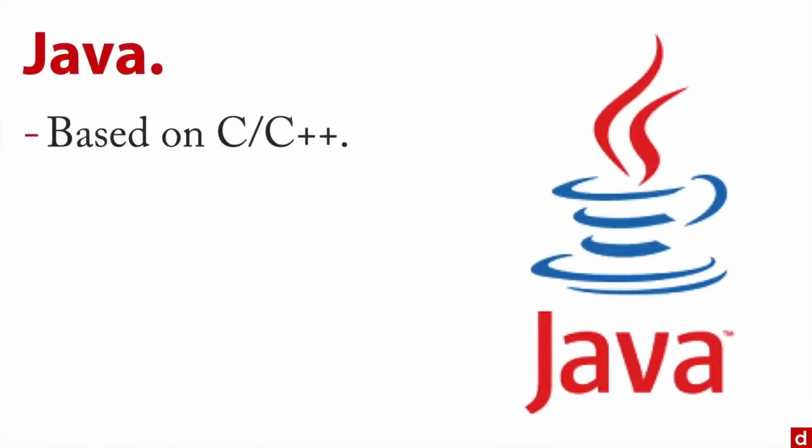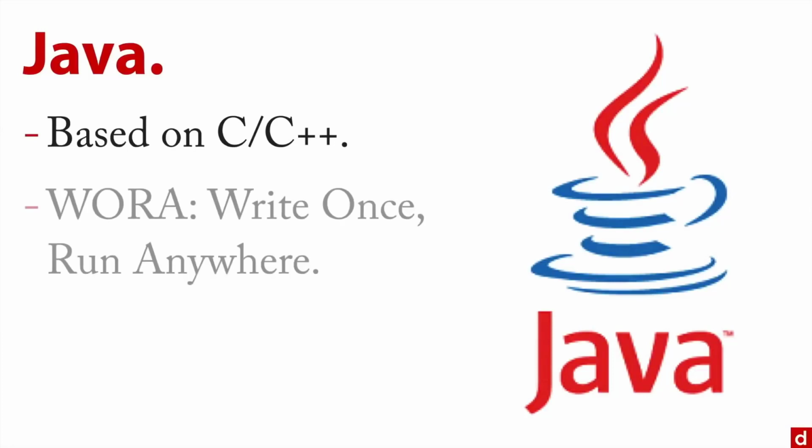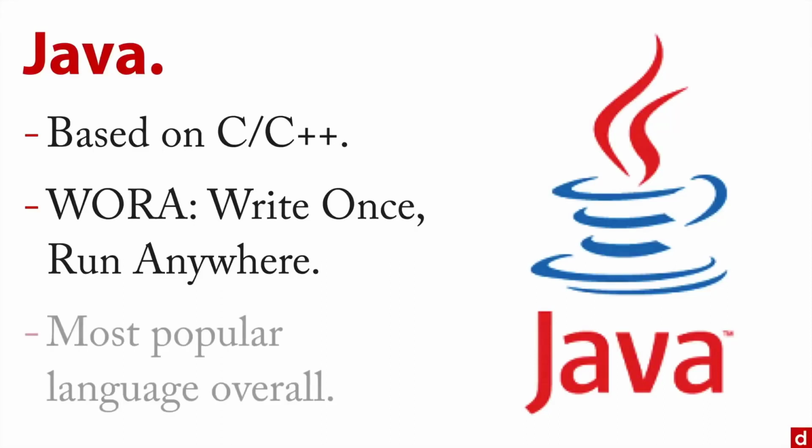Next is Java. Java is based on C++. Its major contribution was WORA, or write once, run anywhere: the idea that you're going to be able to develop code that is portable to different machines and different environments. And because of that, Java is actually the most popular computer programming language overall across all tech situations.